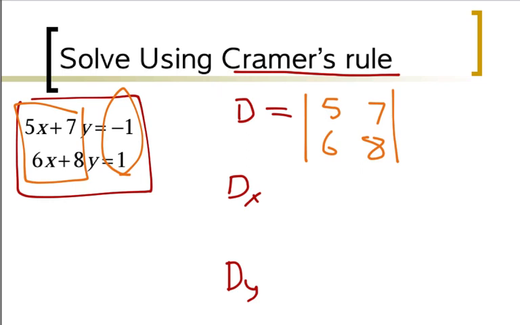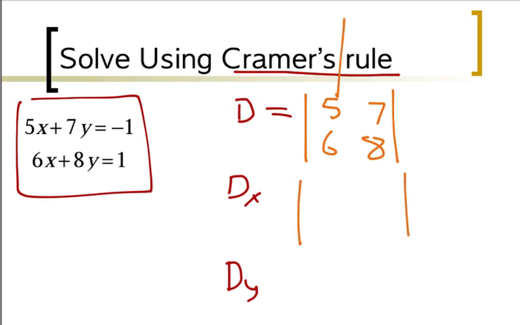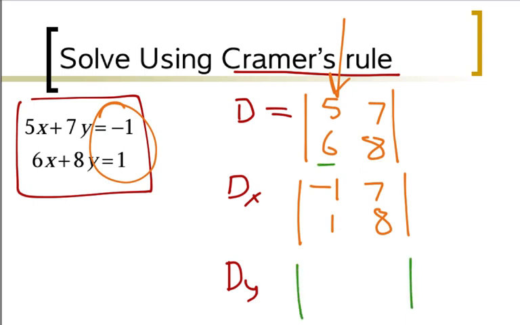Okay, so now we want to do Dx. Dx basically replaces the x column with solutions. So it's the same matrix, the 7 and 8 don't change, but you put the solutions now in place of the x, so negative 1 and 1. And finally, your Dy is the same original matrix, but instead of the y column, you put the answers there. So 5, 6, and then you put the answers negative 1 and 1. So this is how we work Cramer's rule.